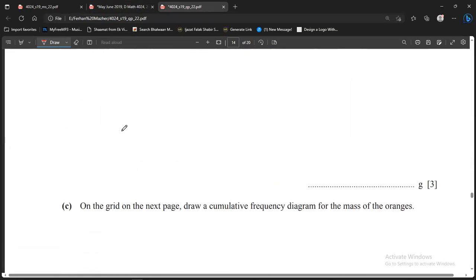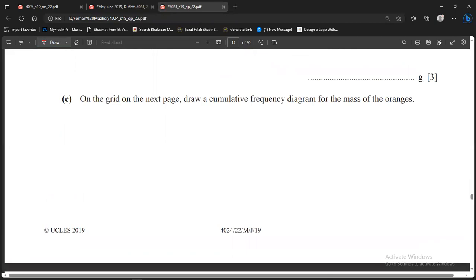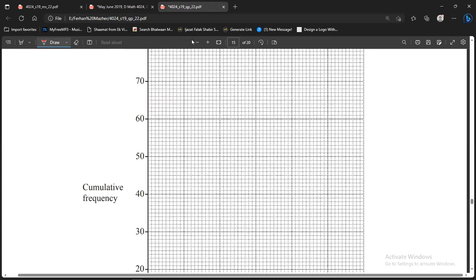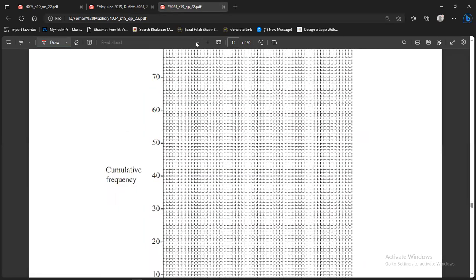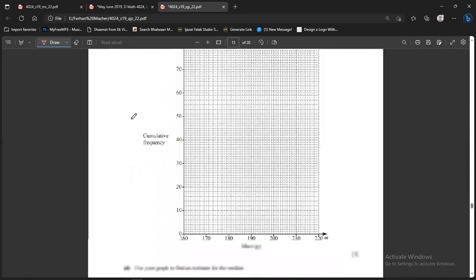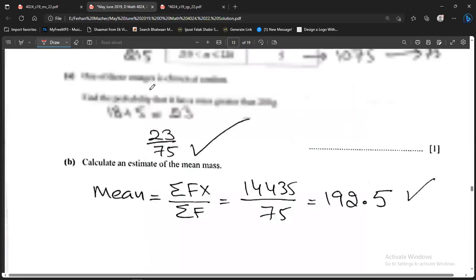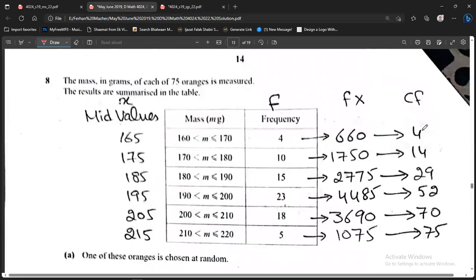Okay. Then he says, on the grid on the next page, draw a cumulative frequency diagram for the mass of the oranges. So we have to draw the cumulative frequency curve, but before you draw it, you need to find out the cumulative frequency. If you want to find it, you will have to add up the frequencies gradually. So the first frequency will come as it is.